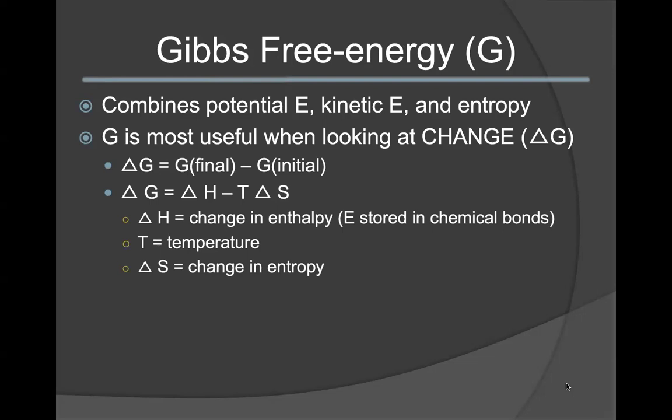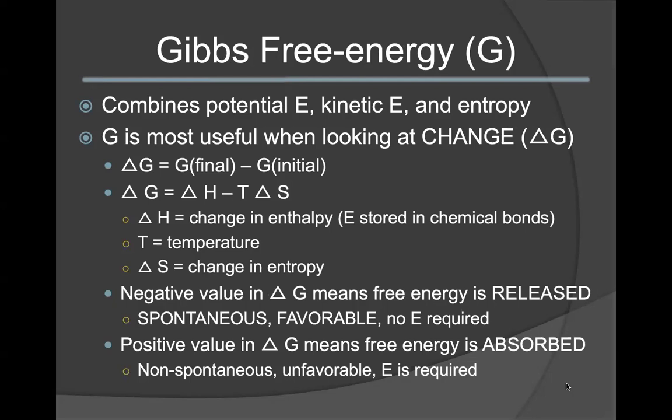First, looking at the Gibbs free energy in the final product minus Gibbs free energy in the initial reactants. And it can also be defined as the change in enthalpy, which refers to the energy stored in the chemical bonds, minus the temperature in kelvins, multiplied by delta S, the change in entropy for that reaction. It is also important to understand what the delta G means and how we can interpret those calculations. So when you have a delta G that is negative in value, this means that free energy is going to be released.